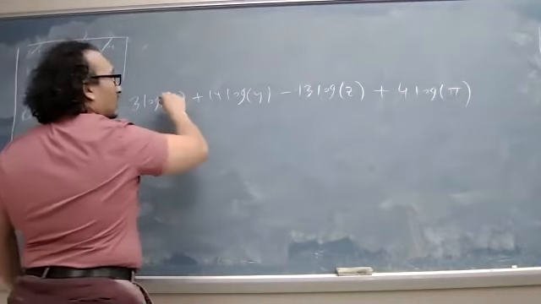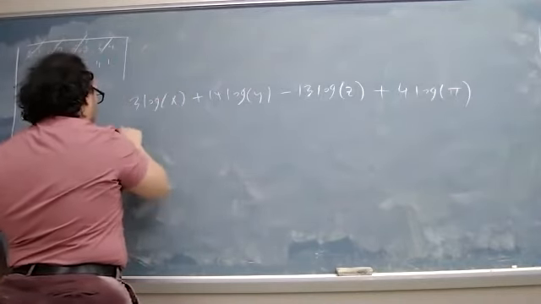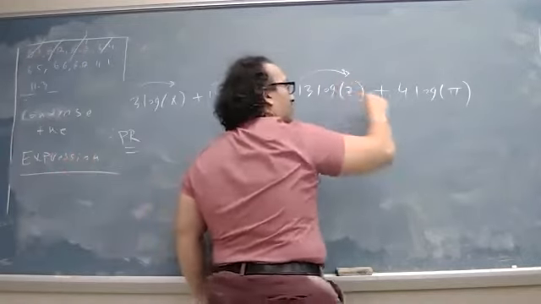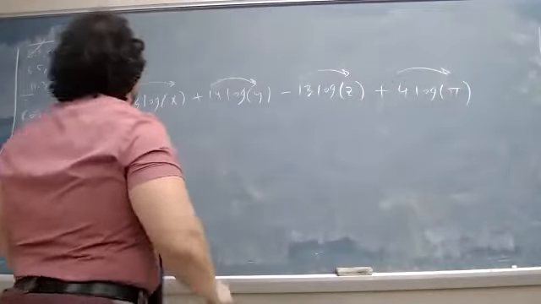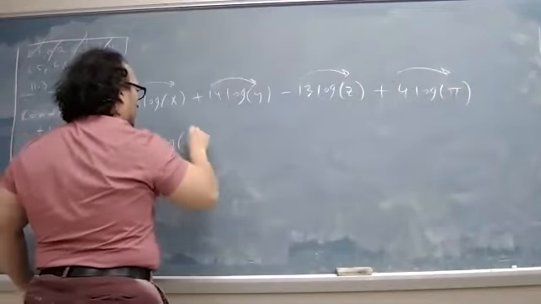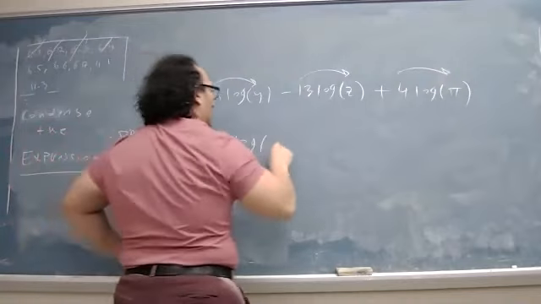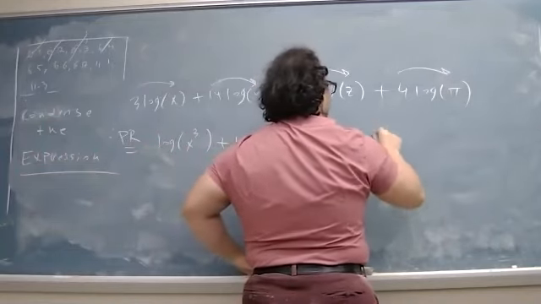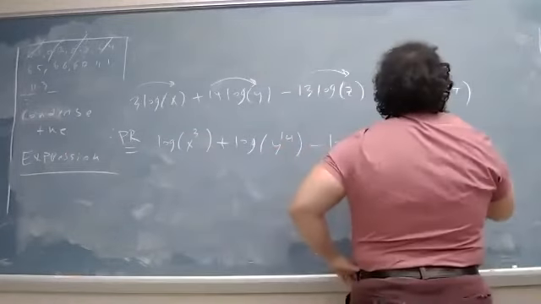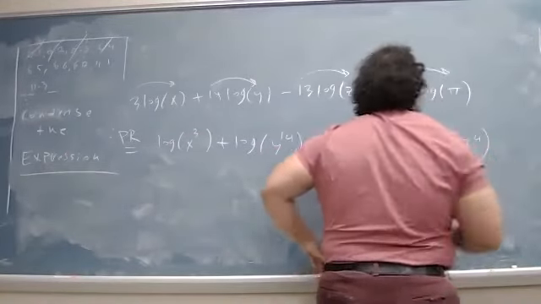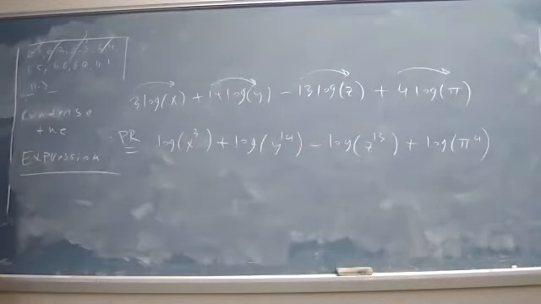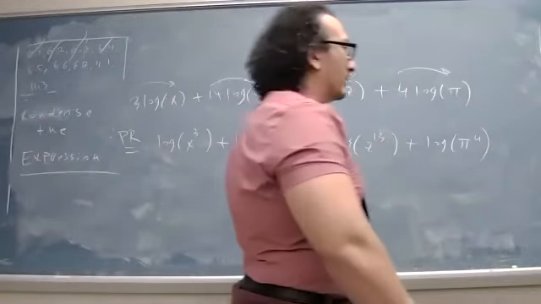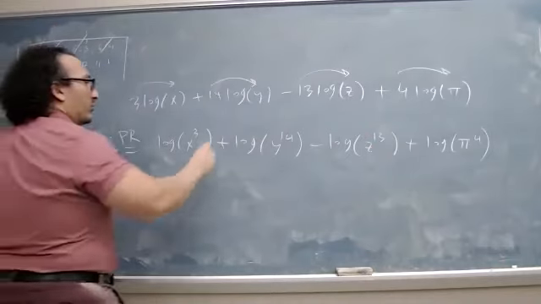So over here, we can use the power rule first. Power rule to bring these powers inside. So then we get log of x cubed plus log of y to the 14 minus log of z to the 13th plus log of pi to the 4th power. Once we've done that, once there's no coefficients out in front of the log, now we can use the product rule here.